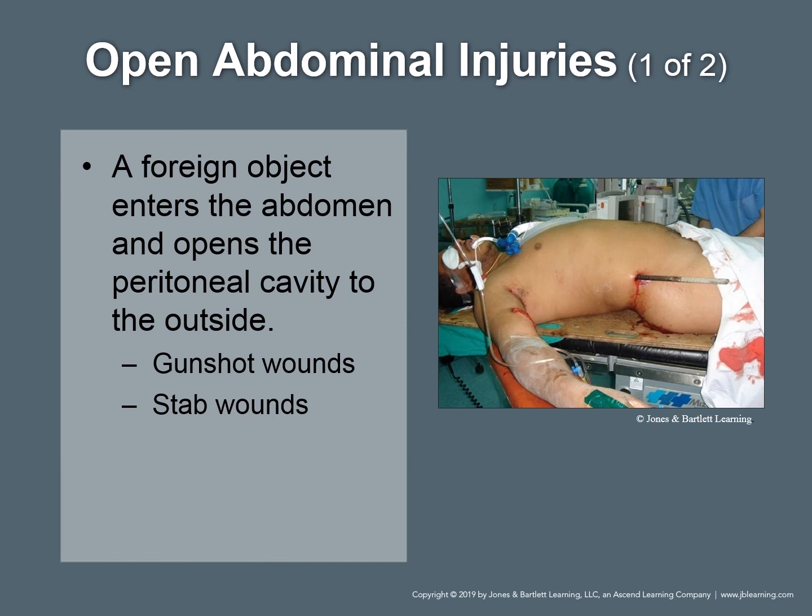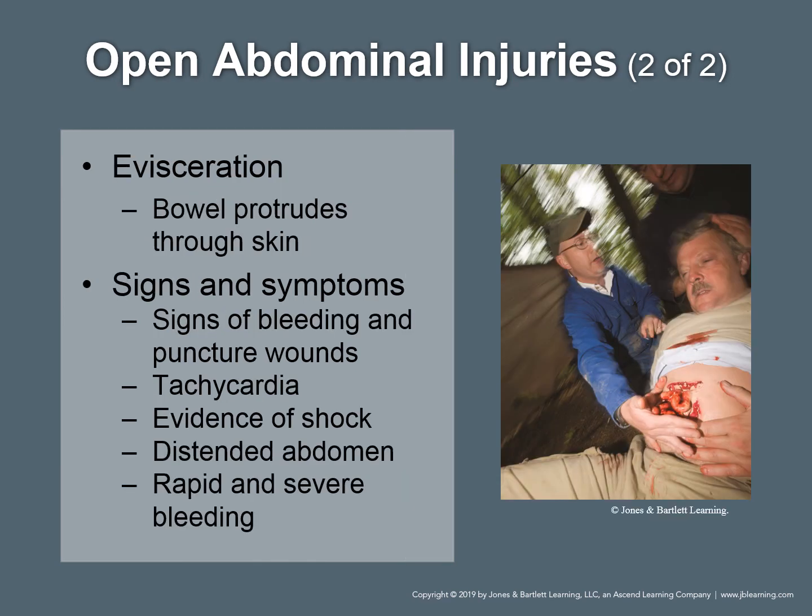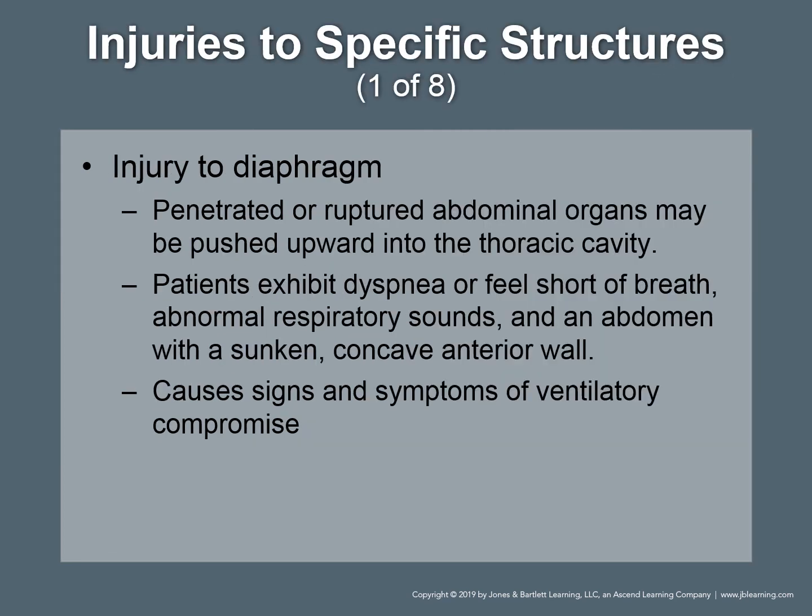So, a foreign object enters the abdomen and opens the peritoneal cavity to the outside. These are your gunshots, your stab wounds, your penetrating trauma. There's a nice impaled object that we would want to stabilize in place. And then you have your evisceration. This is where your guts fall out. Sometimes you have large cuts or lacerations there, and your abdominal contents begin to spill out. So you may have bleeding, tachycardia, shock, distended abdomen from internal bleeding. The bleeding can be rapid and severe, and your patient can die fairly quickly from those injuries.